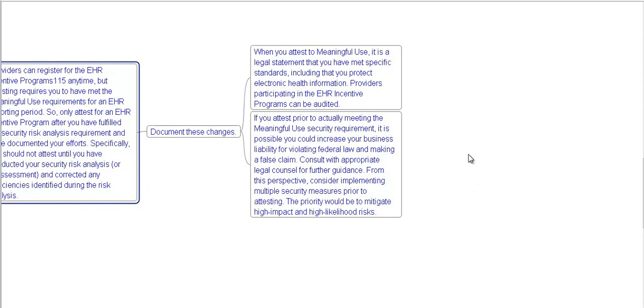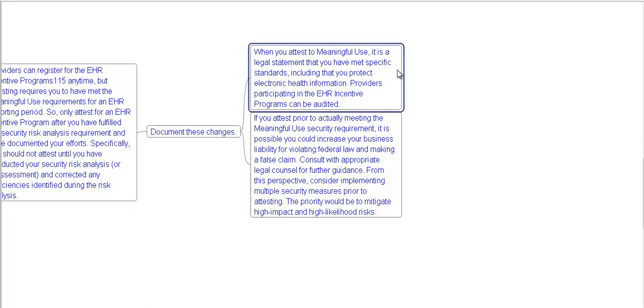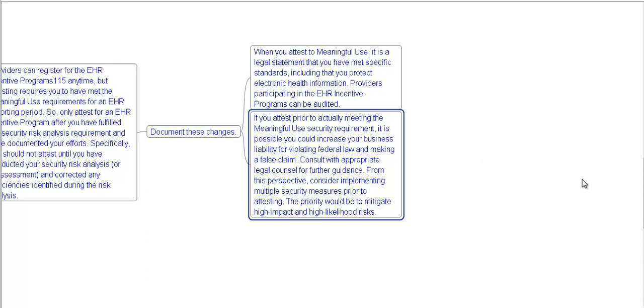When you attest to meaningful use, it is a legal statement that you have met a specific standard, including that you protect electronic health information. Providers participating in the ePHI incentive program can be audited. If you attest prior to actually meeting the meaningful use security requirement, it is possible you could increase your business liability for violating federal law and making a false claim. Consult with your appropriate legal counsel for further guidance. From this perspective, consider implementing multiple security measures prior to attesting. The priority would be to mitigate the high impact, high likelihood risk.